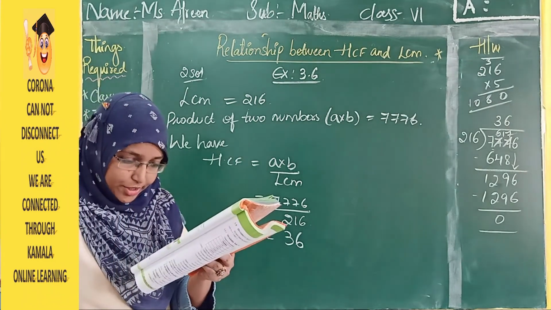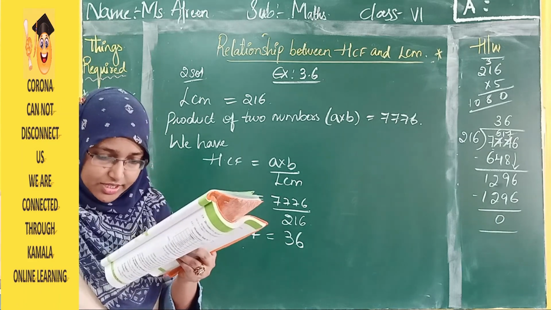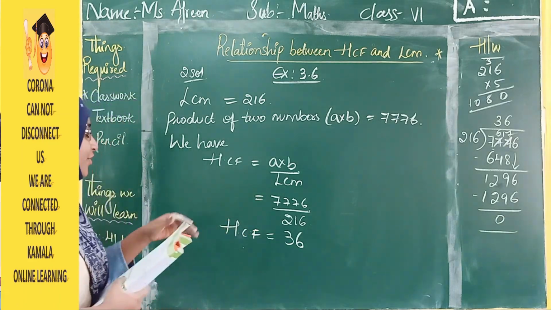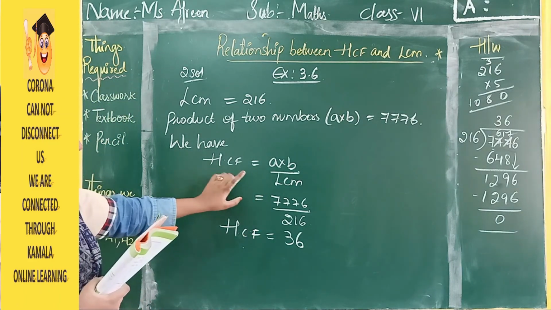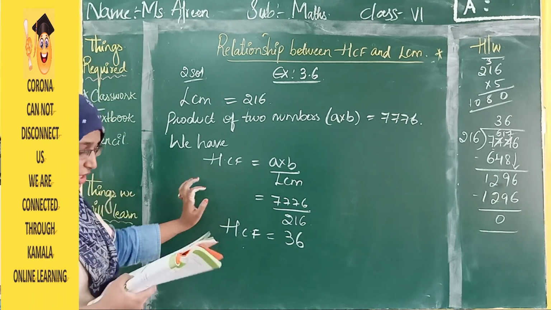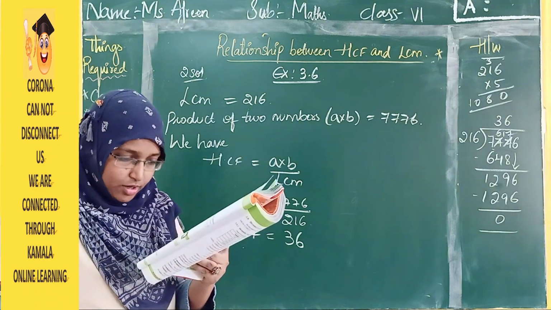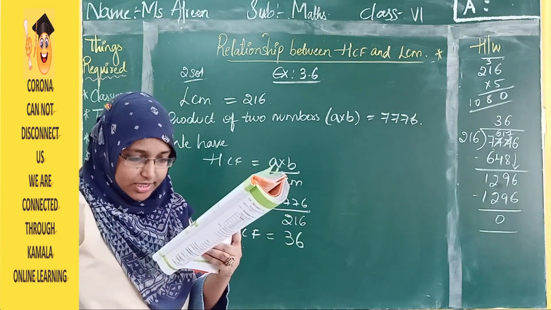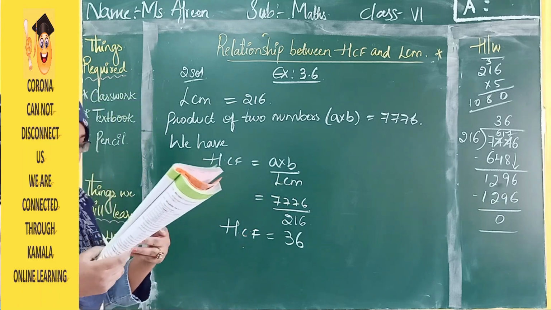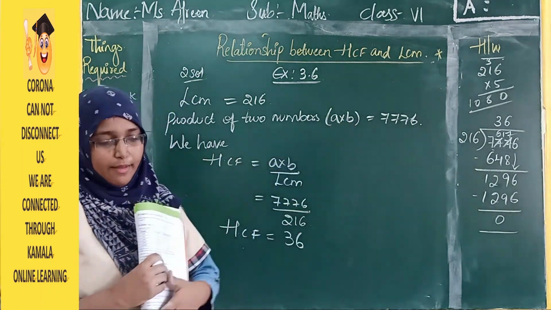Next, the third one: the product of two numbers is 3,276. If the HCF is 6, find the LCM. Same, instead of HCF you will write LCM, and here instead of LCM you should write HCF. Using that formula, find out the LCM. Next, the last, fourth one: the HCF of two numbers is 6 and the LCM is 36. If one of the numbers is 12, find the other. Here they have given the value of A, and we need to find the value of B.